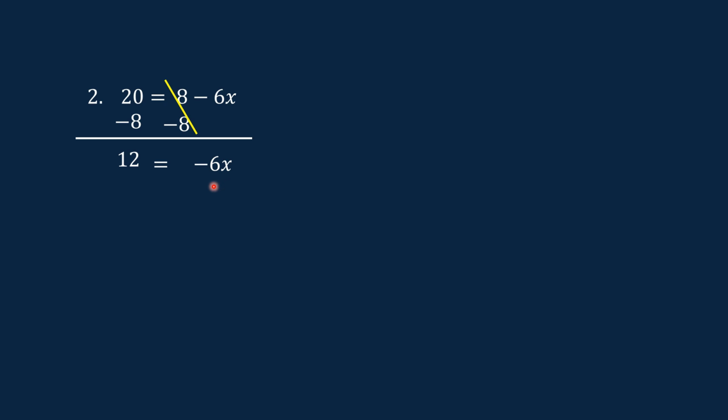So to get rid of this coefficient of x, which is negative 6, we divide both sides of the equation by negative 6. Divided by negative 6, divided by negative 6. We cancel negative 6 in the numerator with negative 6 in the denominator. So we have only x on the right side. And then 12 divided by negative 6 is equal to negative 2. So we have now negative 2 is equal to x, or x is equal to negative 2.